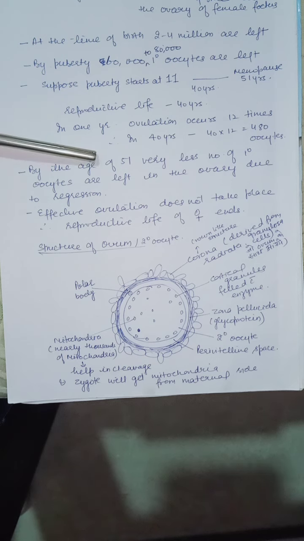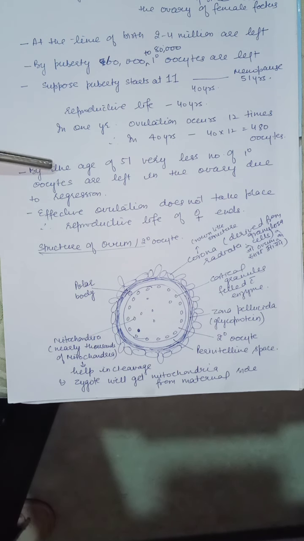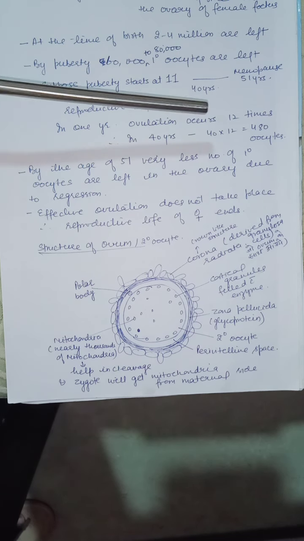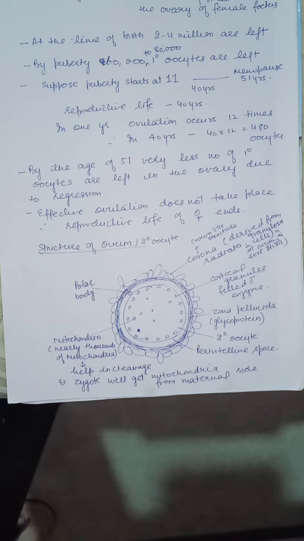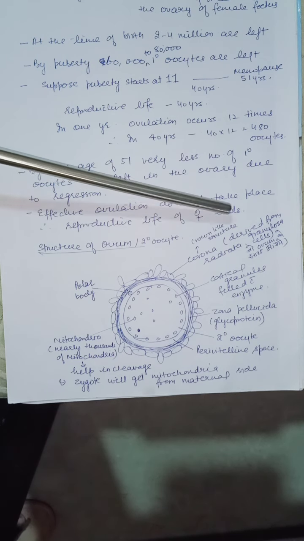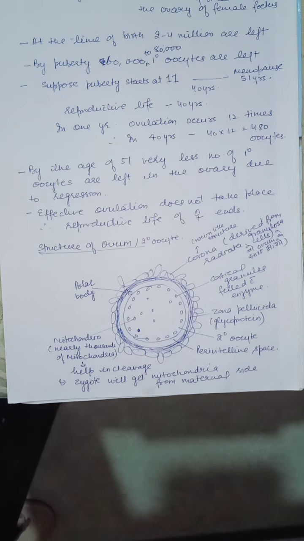So by the age of 51, very few primary oocytes are left in the ovary due to regression. In 40 years these oocytes will continue to regress, and very few will remain in the ovary. Therefore reproductive life of the female is short, only 40 years, whereas male continues to form sperms till death. In an average reproductive life of 40 years, approximately 480 or 500 oocytes are released. Effective ovulation does not take place, therefore reproductive life of female ends after the age of 51 years.